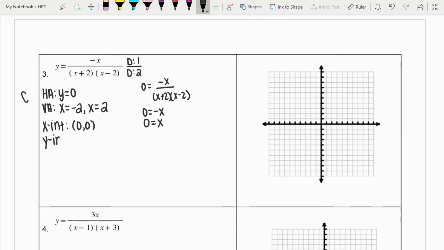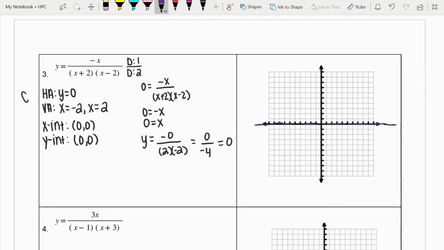Then we can find our y-intercept. So that's going to be y is equal to negative 0 all over 2 times negative 2. So it would be 0 over negative 4, which of course just equals 0. So my y-intercept would be (0, 0) as well. So my horizontal asymptote at y equals 0, put that in. I'm going to use a different color. There we go.